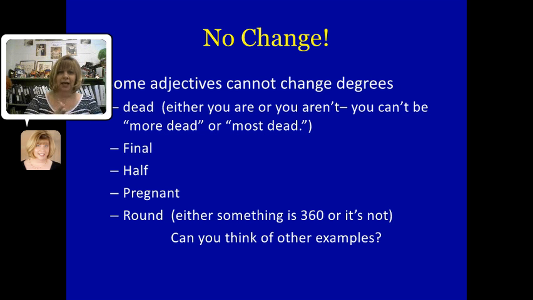Half is either exactly half or it's not quite exactly half. Pregnant, round, either something's 360 degrees or it's not round. Another classic one is unique. If something is unique, it is singular, it is by itself, it can't be more unique than something else, it can't be most unique ever. Unique implies by itself that it is already at that point of the superlative. And there are other examples in the language, so keep your eyes out for those as you're writing.